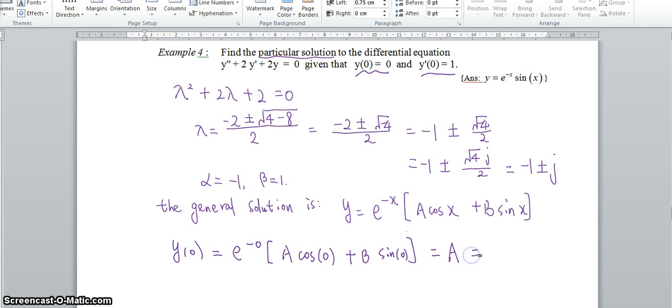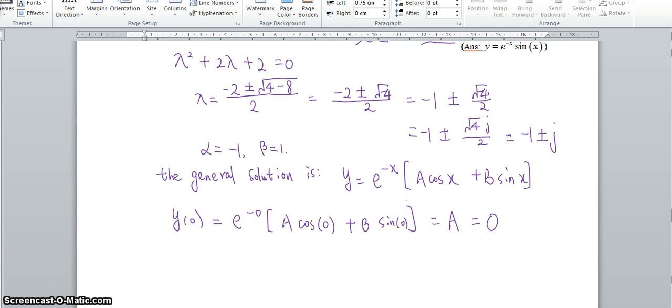So what is this value? Look here, it should be 0. So that's good, the value of a is equal to 0. Then I can simplify the general solution a little bit. It becomes e to the power negative x, b sine x, because a is 0.